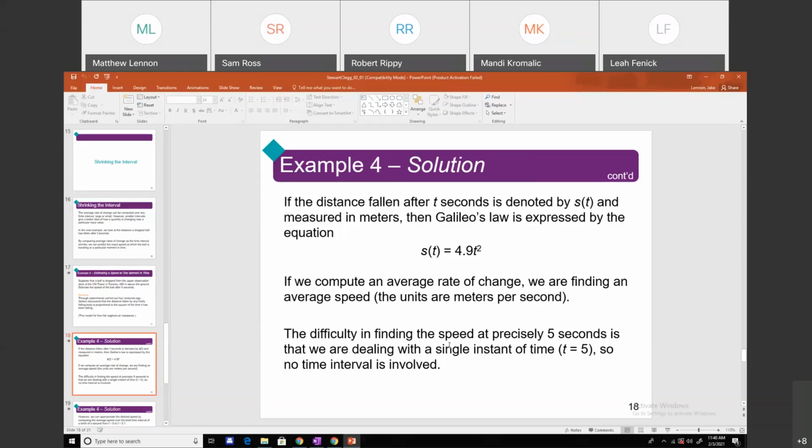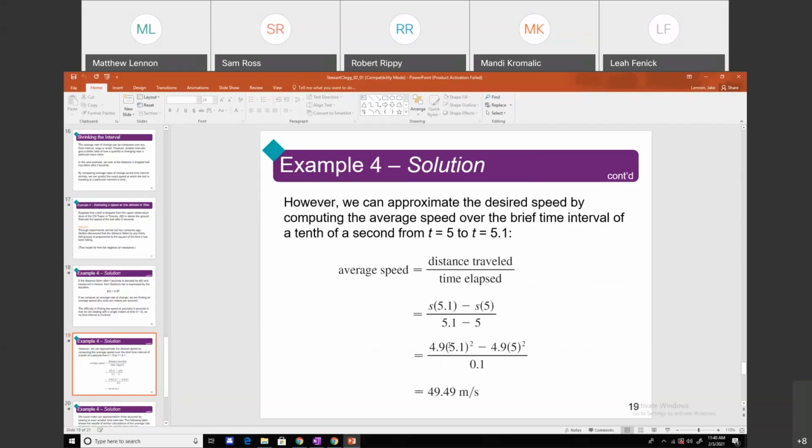That would give us a good approximation of the speed, because it wouldn't change much around those points. Okay, so they're doing 5 to 5.1. The only reason I don't like that is 5 is not the middle number. I would rather them do 4.9 to 5.1. But okay, you get the idea. They're using some interval about 5.